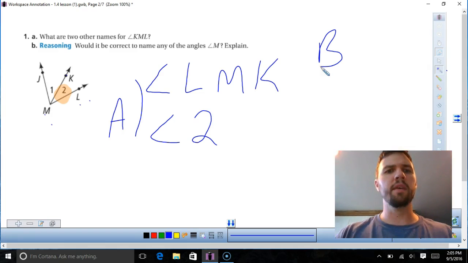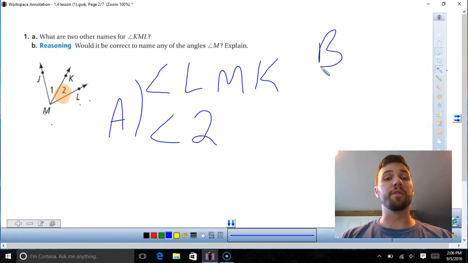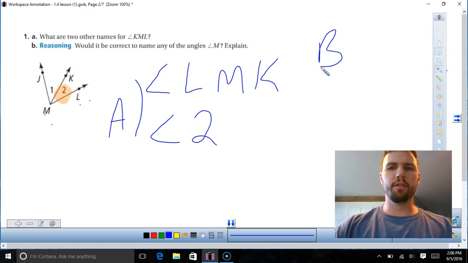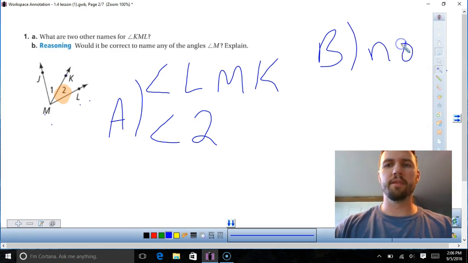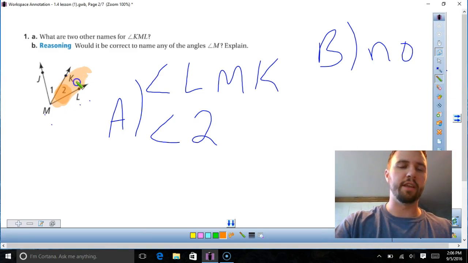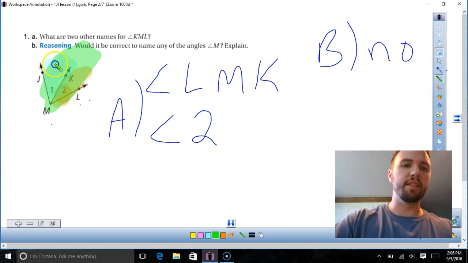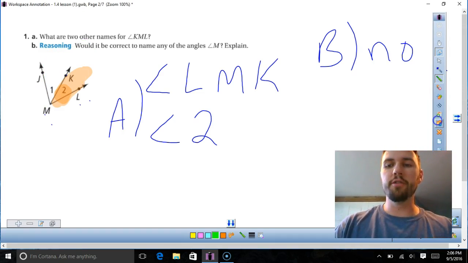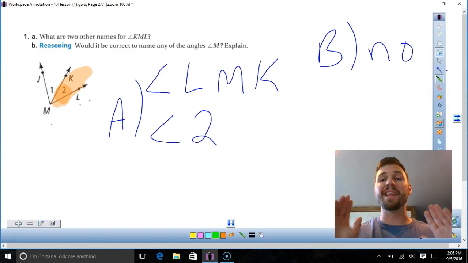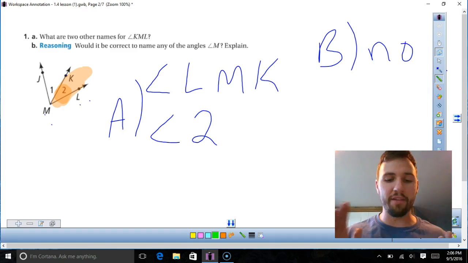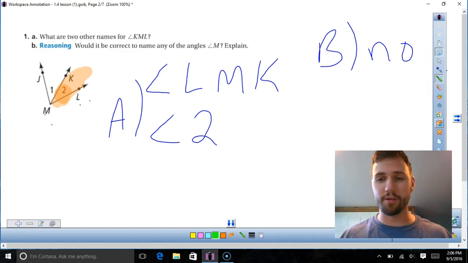Alright. Are there any other names for angle M? Or would it be correct to call it angle M? Well, no. Because angle M could be talking about this angle right here, or it could be talking about this angle, or it could be talking about the whole thing, the big angle, right? So we don't know which angle it's talking about. So it's not specific enough. So go ahead and write that down. It's not specific enough.